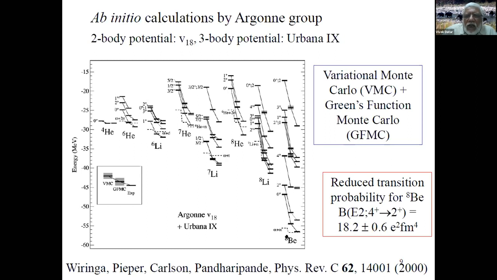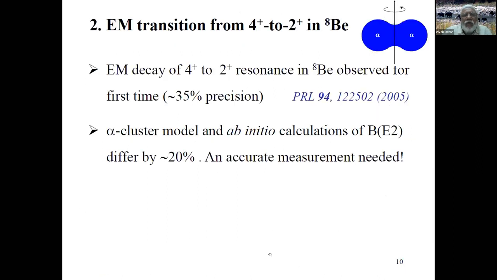So you have here the calculations for beryllium-8 in the center. This is just the VMC calculation. The second one is the GFMC calculations. And finally, you have the actual data. Okay, now we come to the electromagnetic transition, which we attempted measuring.